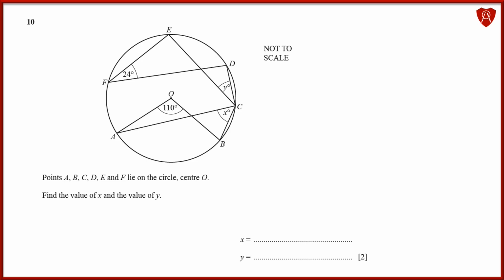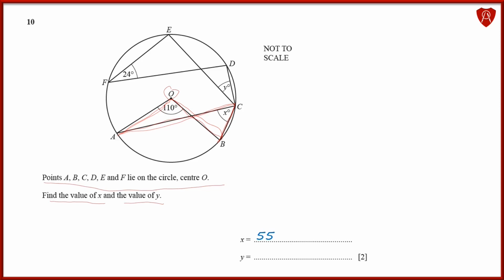Question 10. Angle properties of a circle. Points A, B, C, D, and E lie on a circle whose center is O. Find the value of x and the value of y. When we look at x, it is formed from the same chord or arc as this angle, but this angle is at the center and this angle is at the circumference. So x is a half of 110, which is 55 degrees.